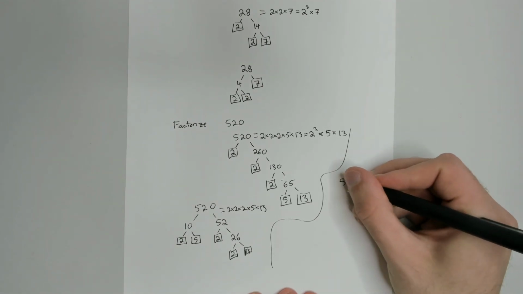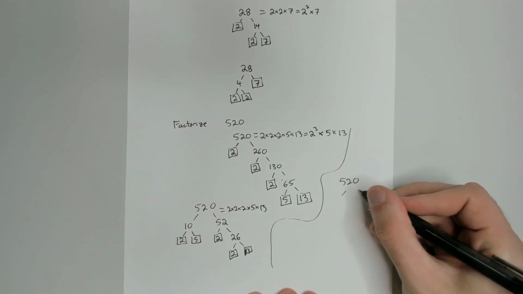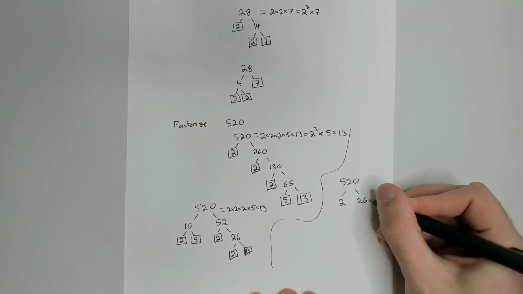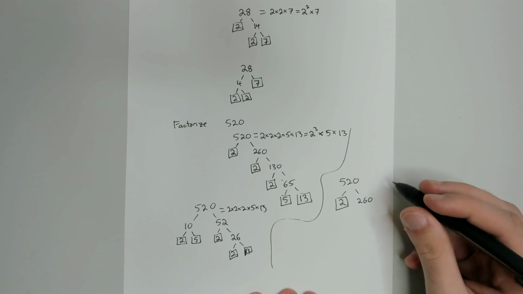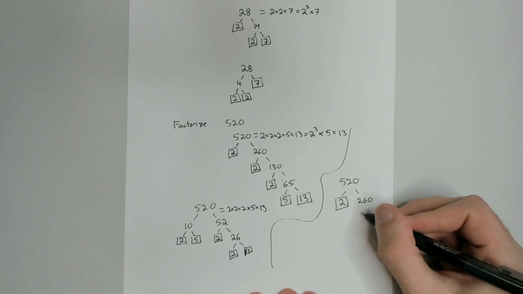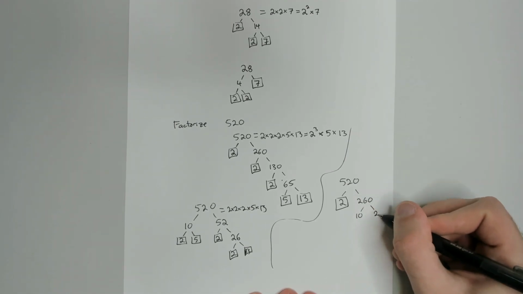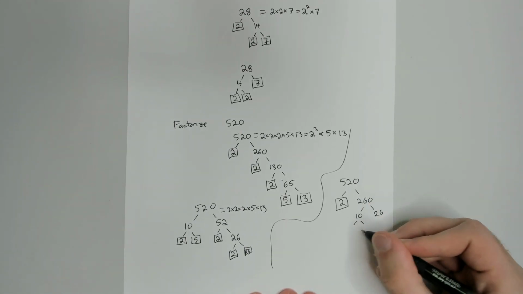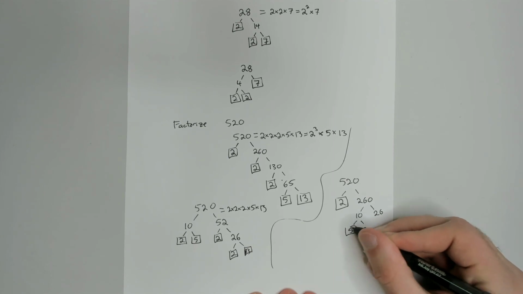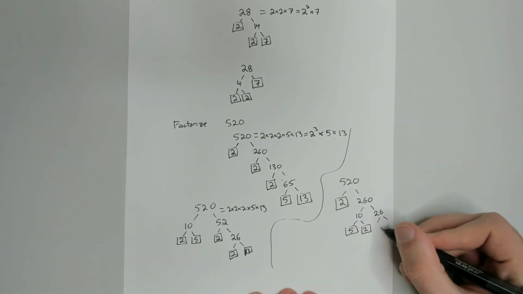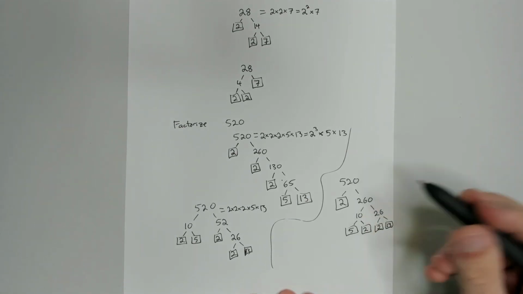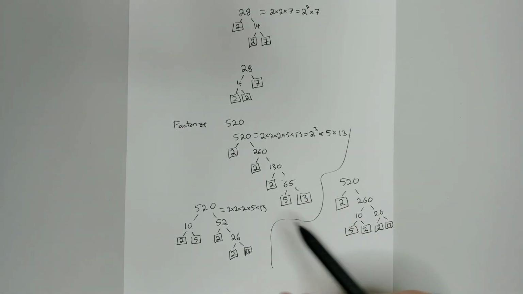All right, so we'll start with 520. And this time, I'm going to maybe do the first thing I did before. So 2 and 260. And then maybe I'll split 260 up into 10 and 26. Right? Because 10 times 26 is 260. We can split the 10 up into 5 times 2. And we can split the 26 up into 2 and 13. And these are all prime numbers. So we're going to get the exact same prime factorization again, right? We have 3 2's, a 5, and a 13.